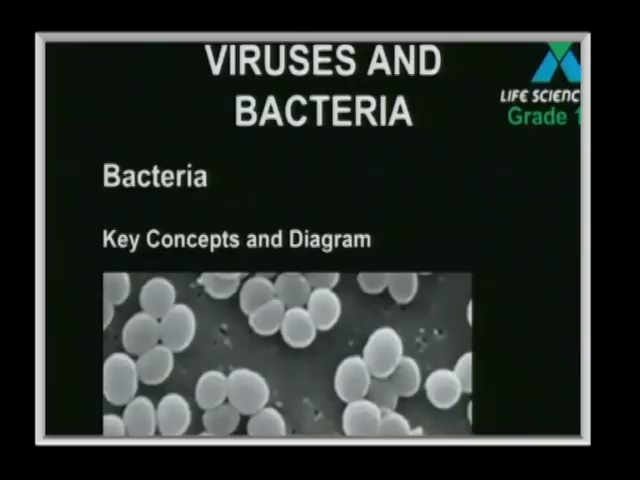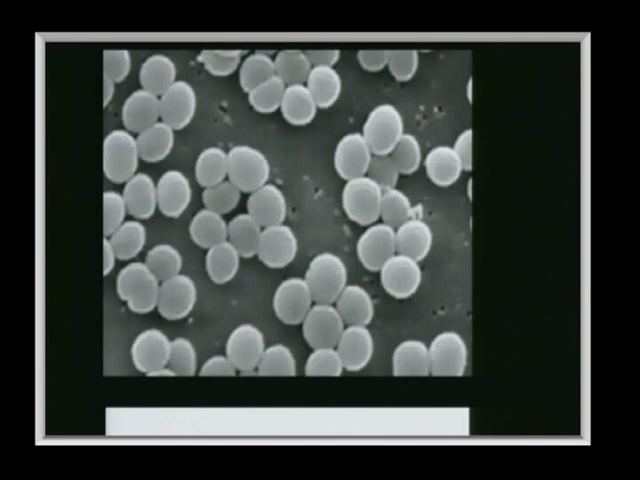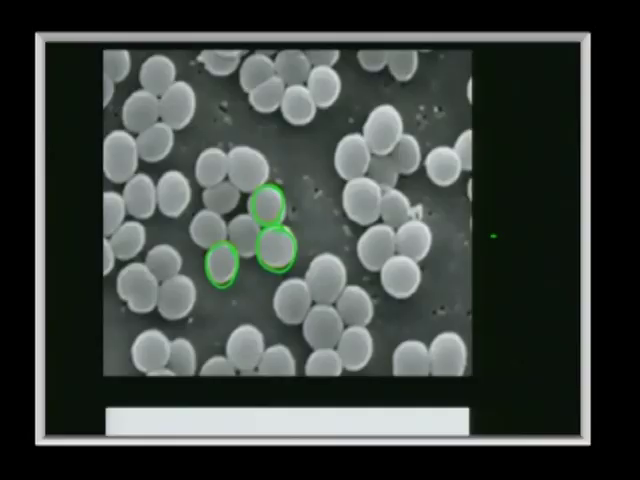Bacteria normally exist in three general shapes. Here are some electron micrographs to show you the three possible shapes. Here is the first type of bacterial shape. You can see a whole lot of little round bacteria. The round shape is correctly called a coccus, which is spelt C-O-C-C-U-S.